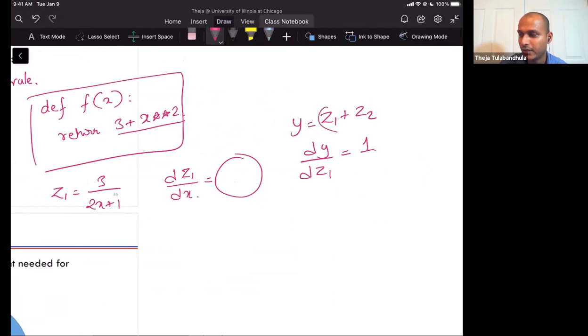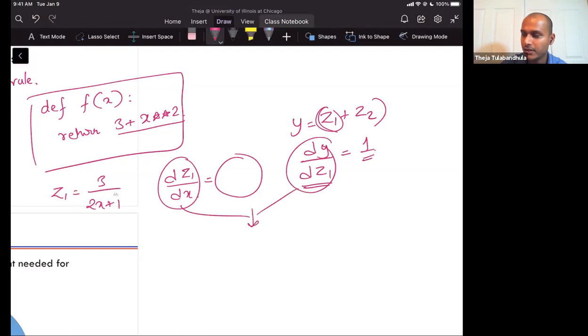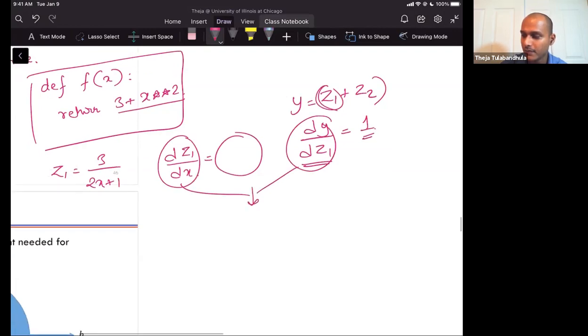You can just look at it: if I change z1 by 1 unit, how much does y vary, keeping everything else constant? If I increase z1 from, let's say, 1 unit to 2 units, y is also going to change from 1 unit to 2 units. Therefore, the rate of change is 1. So I know how y changes with z1. Let's say I also compute how z1 changes with x. Then I can stitch these two together to say how y changes with respect to x.